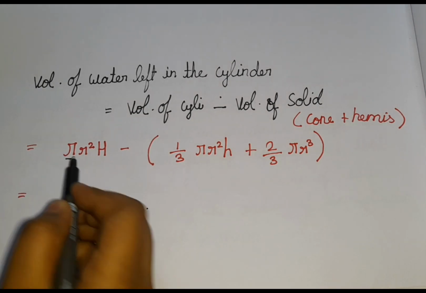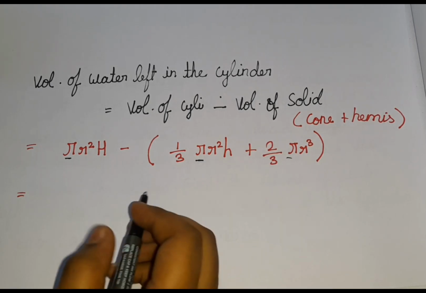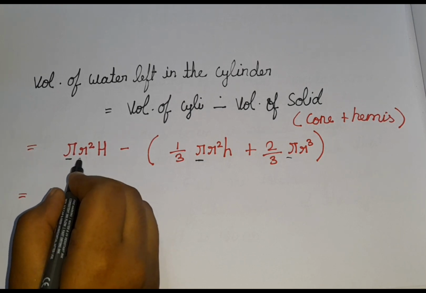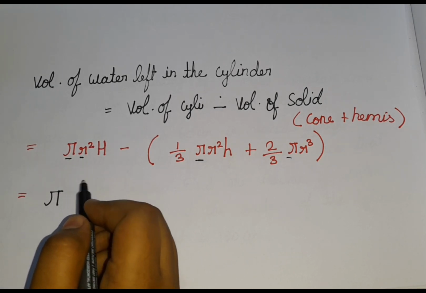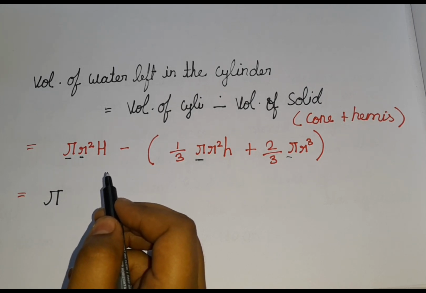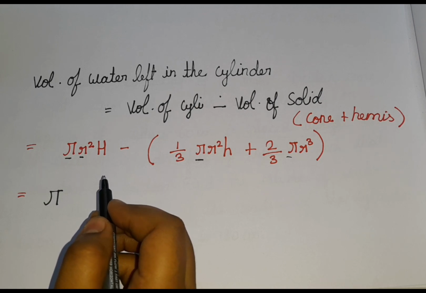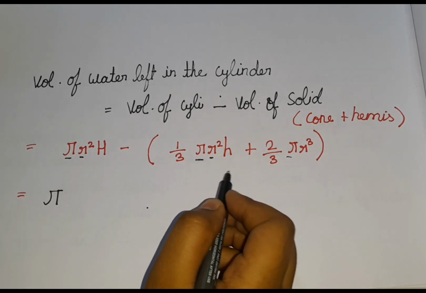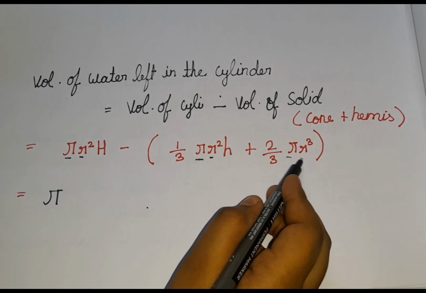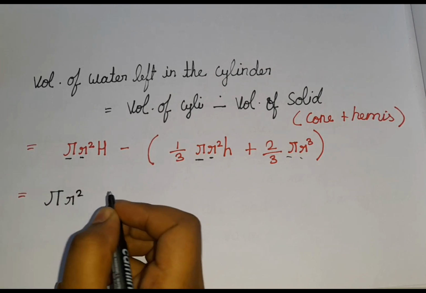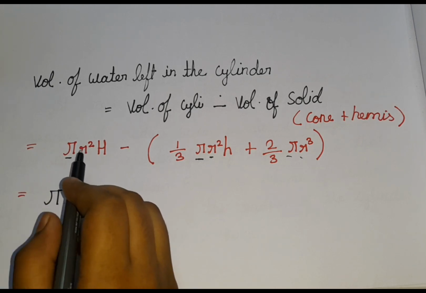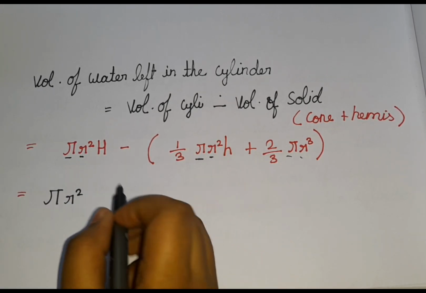Here I have pi, here also pi, and here also pi. Can I write pi as common? Of course I can. Then here I have r square, and in this question, I told you guys, for the complete figure the radius is 60 centimeter for the cone, hemisphere and cylinder. Here also we have r square, and here we have r cube. In this r cube, let us take r square as common. Here we have capital H, we can't take anything as common, because we are supposed to compare these three things, am I right? That's all, I guess.